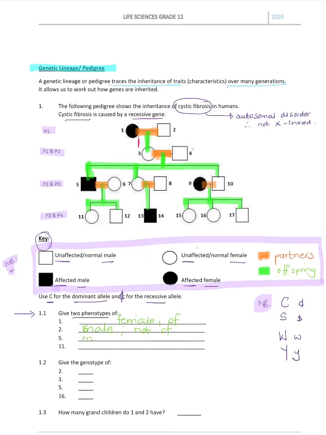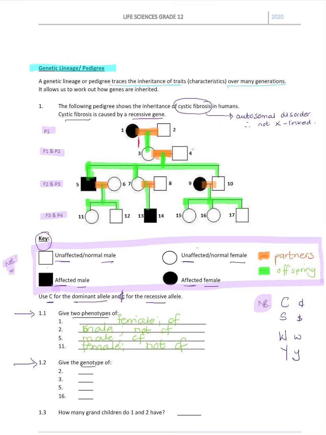Number 5 will be a male. It's shaded, so he has cystic fibrosis. And number 11, a circle, therefore female. It is unshaded, so she does not have cystic fibrosis.